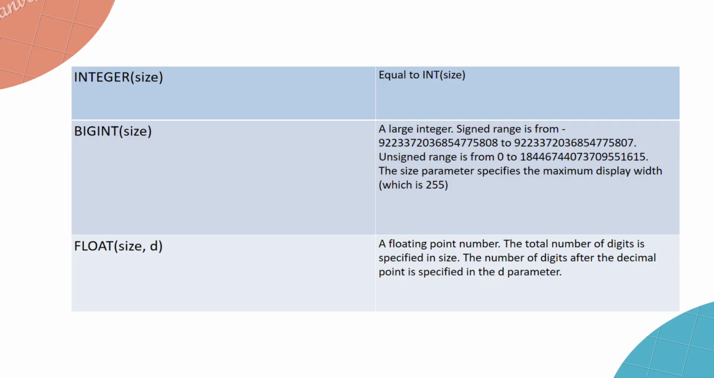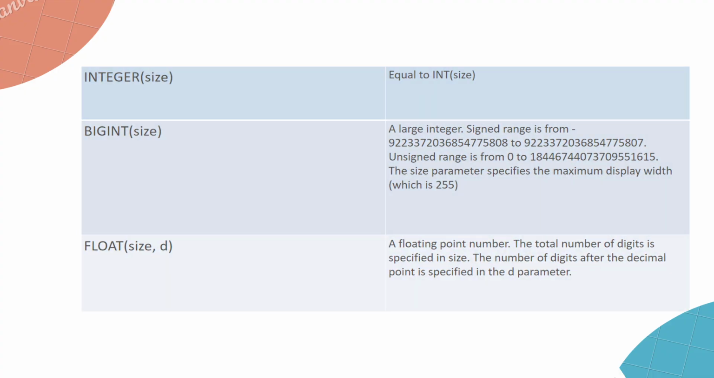Float, a floating point number. The total number of digits is specified in size. The number of digits after the decimal point is specified in the D parameter.